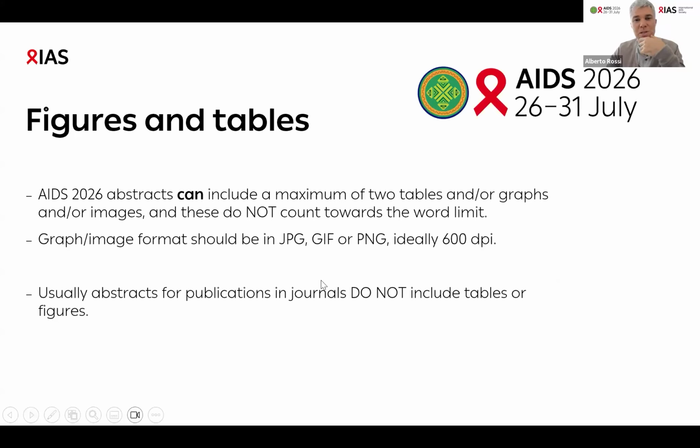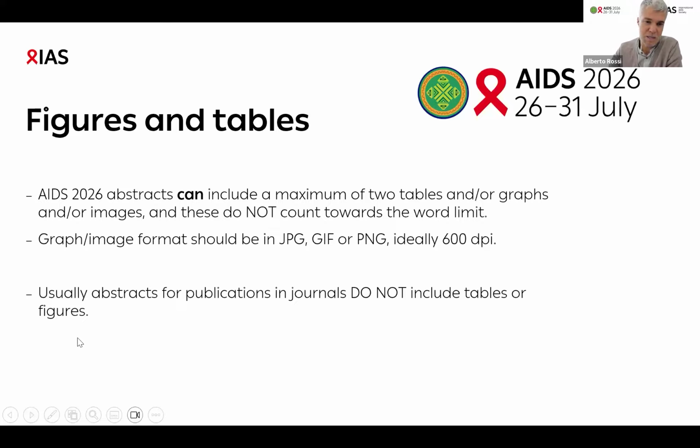Before we go to the examples, this is a quick recap of the guidelines for AIDS 2026. You can include a maximum of 2 tables or graphs. So 1 table, 1 graph, or 2 tables, and these do not count toward the word limit. The word limit for abstracts at AIDS 2026 is 350. On top of that, you can include a table, 2 tables, or graphs or images. Please make sure to use decent quality. Sometimes the tables or graphs are unreadable, and that's a disservice to the readers and to you as the authors as well. So please do submit good quality when you provide your files.